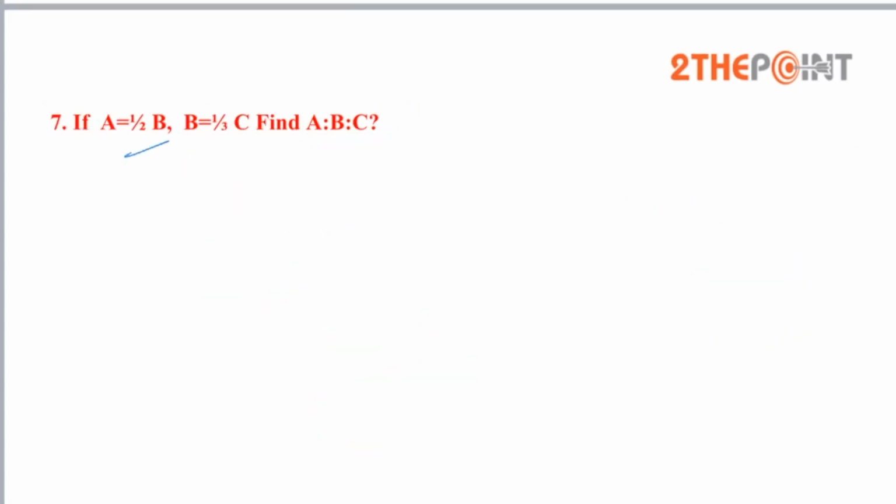If A is equal to half of B and B is equal to 1 by 3 of C, find A is to B is to C. Here they have given A is equal to half of B.